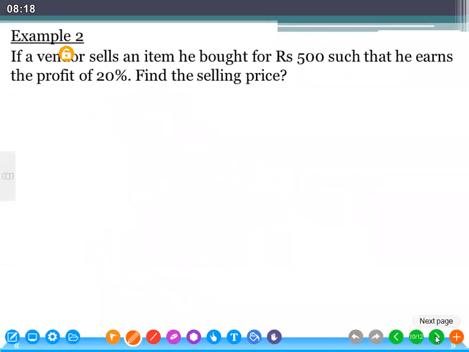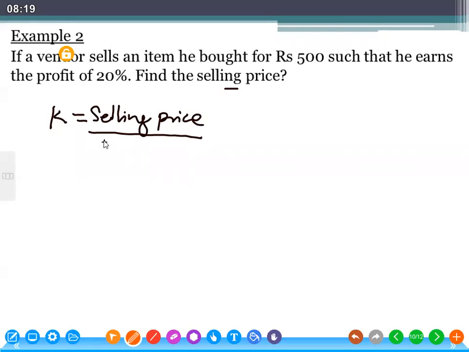Look at another example. If a vendor sells an item he bought for rupees 500, such that he earns a profit of 20%, find the selling price. So this problem consists of percentage. So we are going to see how to solve this problem. Here also two different quantities are there. So you can find the k. I already told you, I'm going to take the numerator as the unknown term. The unknown term you have to find is the selling price. So k is going to be the selling price over the known term, which is the buying price.